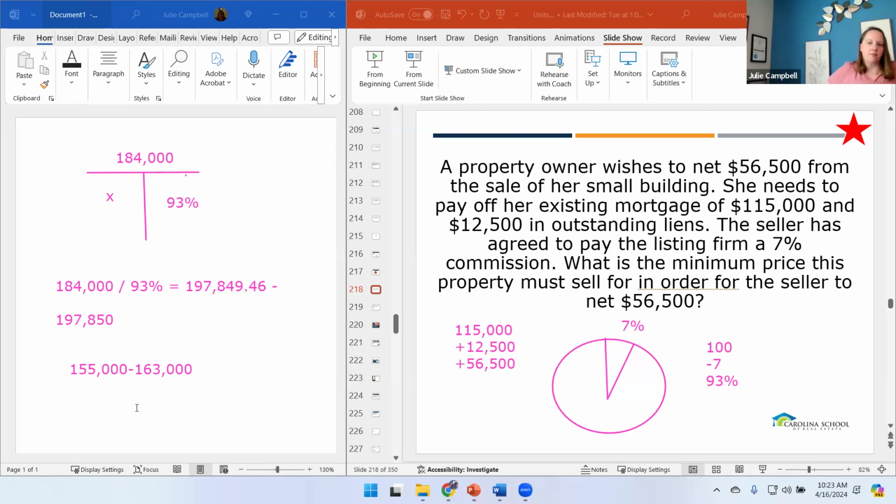Never, ever, ever make promises to sellers, especially when it comes to their money, without doing your research, without pulling those comps and making sure you can do it. Questions on this one? Questions on seller net before you guys do one?